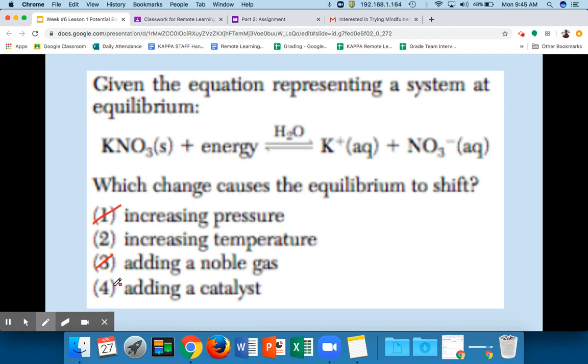If you think it's adding a catalyst, that's actually wrong because this equation is at equilibrium. Remember that equilibrium will not shift due to a catalyst. But what would shift this would be increasing temperature. So if we increase energy, there would be a stress on the system, and the system would shift which way? It would shift to the right. Okay, so catalysts do not shift equilibrium if the system is at equilibrium.